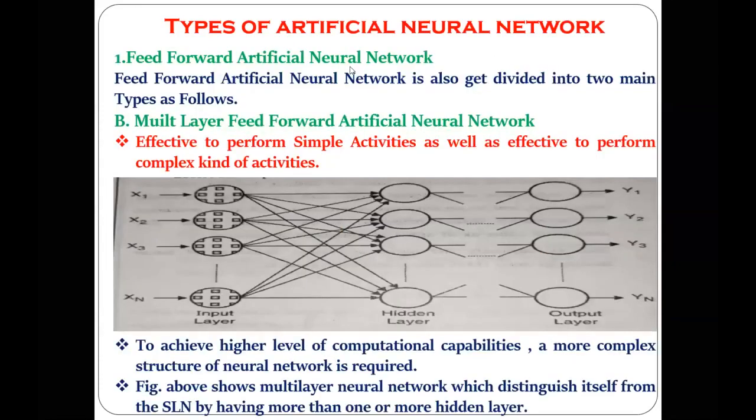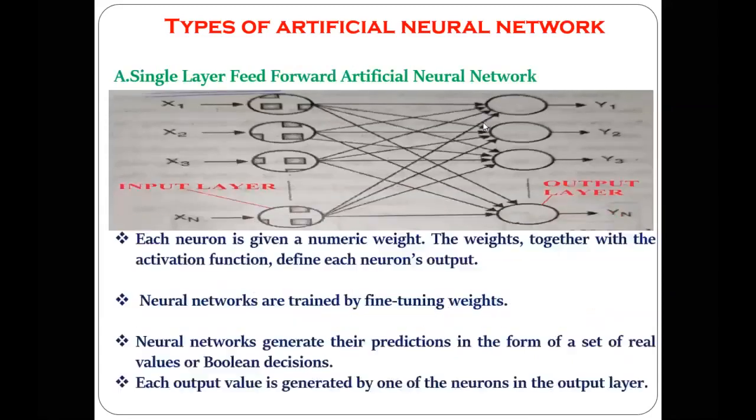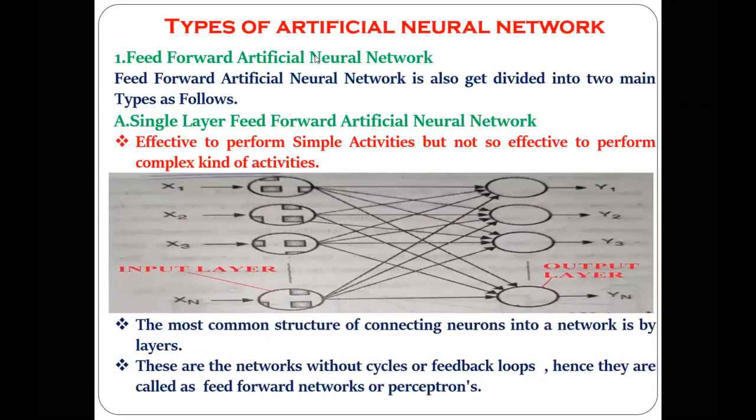And let's see here. So that was the previous one, the single layer feed forward network. Understood, all of you? Yes, sir. Okay. The second category is the multi-layer feed forward artificial neural network. Now, while discussing the previous one, here I have mentioned this important point.